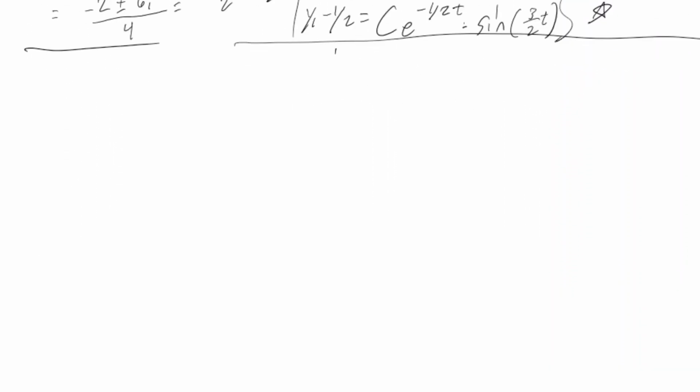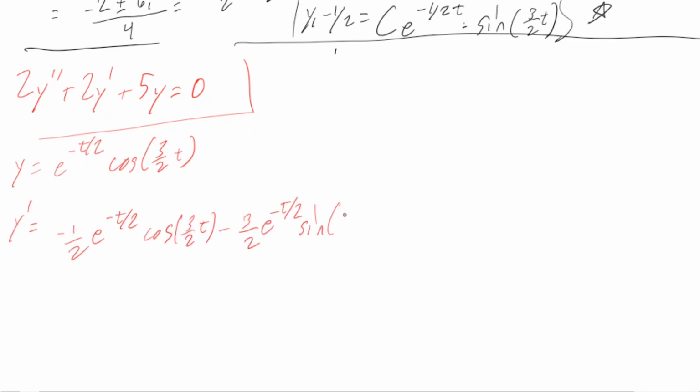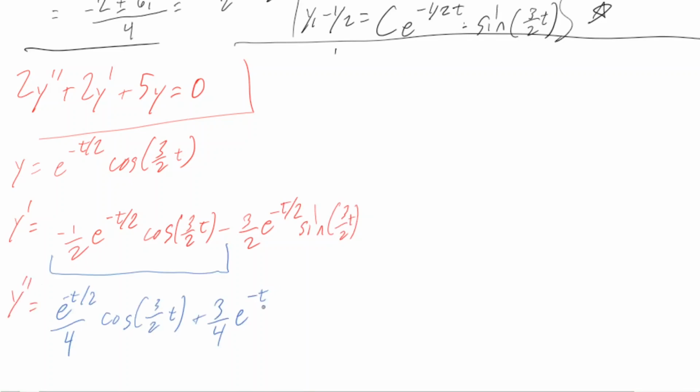You should always check that these are indeed solutions. So let's just check the first solution: e to the negative t over 2 times cosine of 3/2 t. If we take the derivative, we have to do product rule. And then for the second derivative, there's going to be two product rules. So I'll write them in different colors. Product rule of the first term is in blue. Product rule of the second term is in purple.